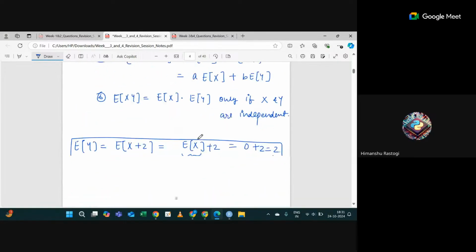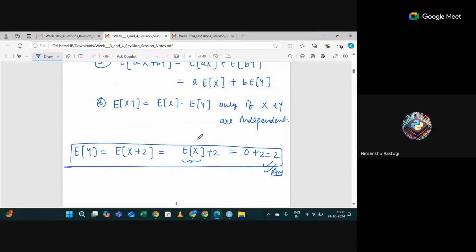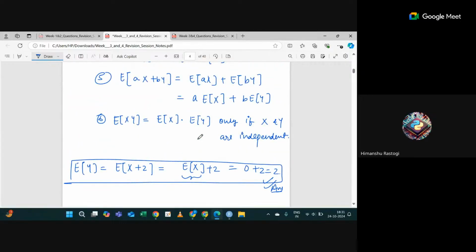Which one? Okay, this last property I missed actually, so I just need to see. Okay, fine. Okay.